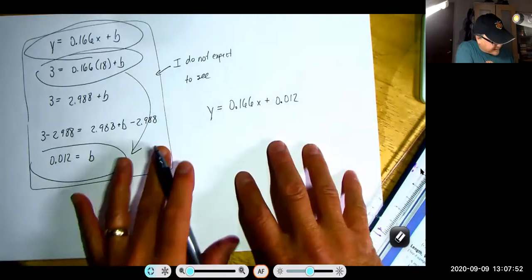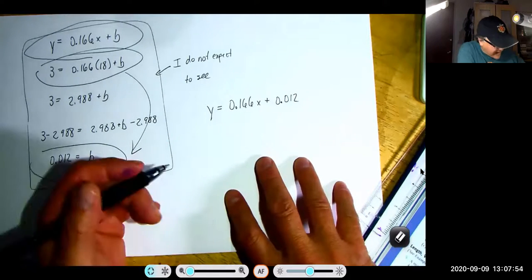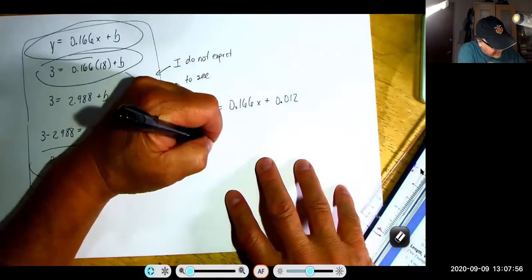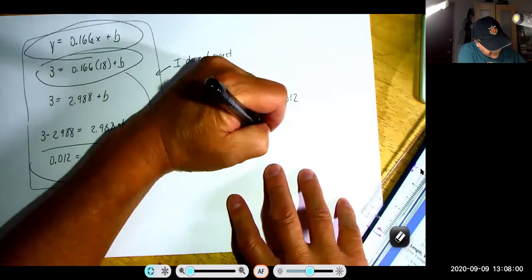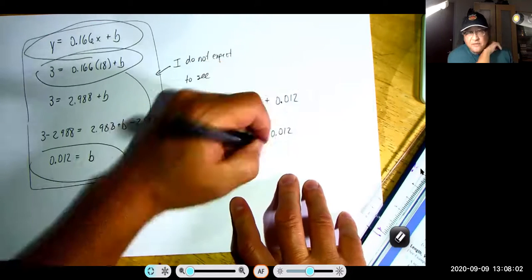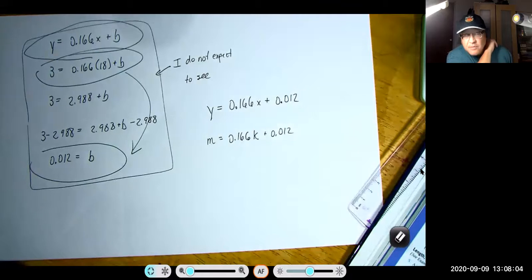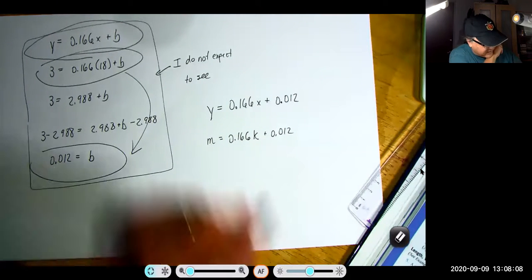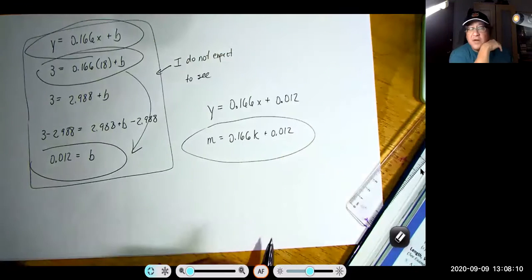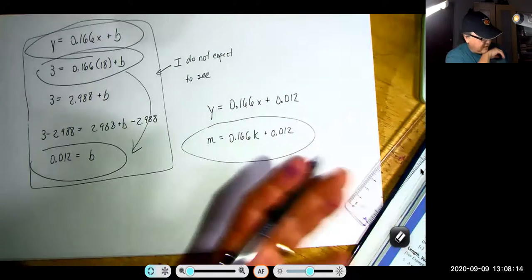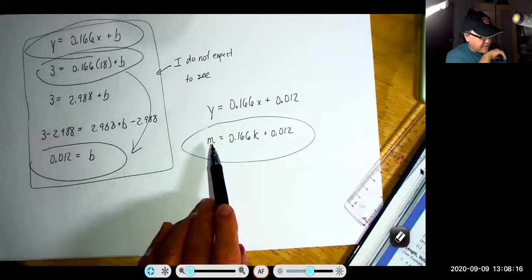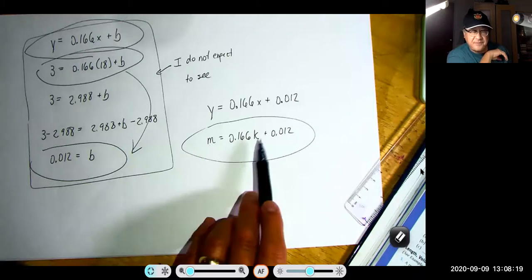Now, what could be better than this? And the answer is this. Remember the y-axis is mass, so I'm going to put m is 0.166, and I'm going to put k here plus 0.012. What do you think k stands for? Number of kernels. And here's the equation of the line. Remember, x and y are just placeholders for the real things. And here, these are better placeholders for the mass and for the kernels.